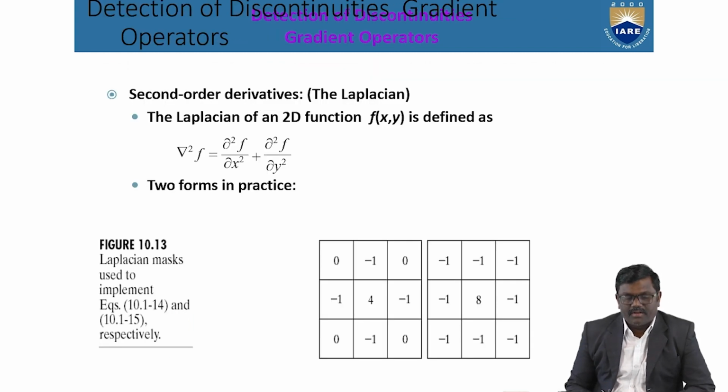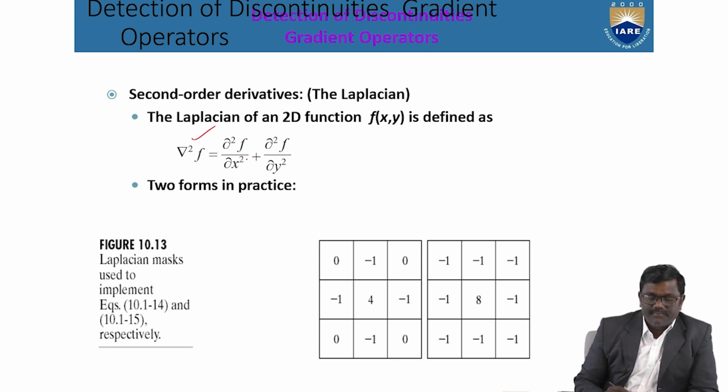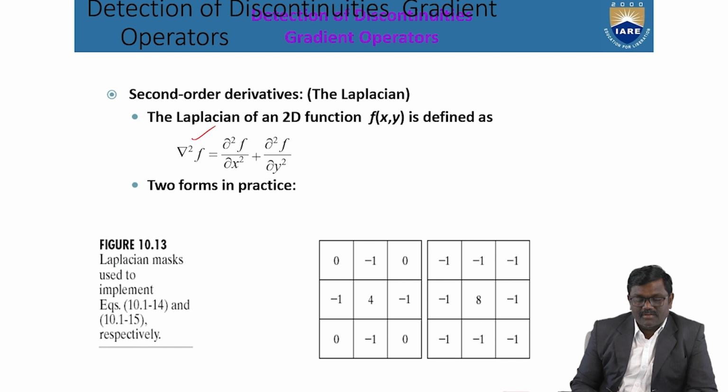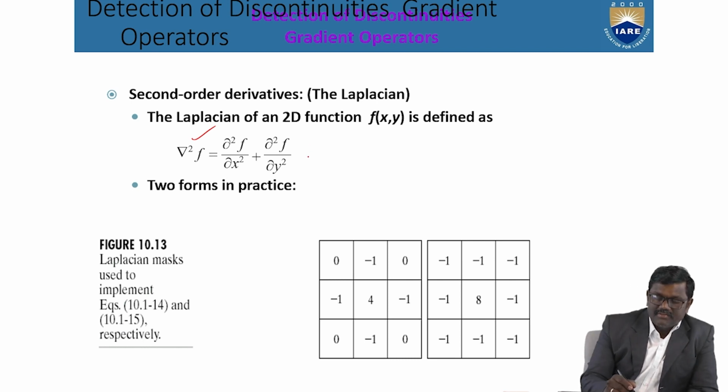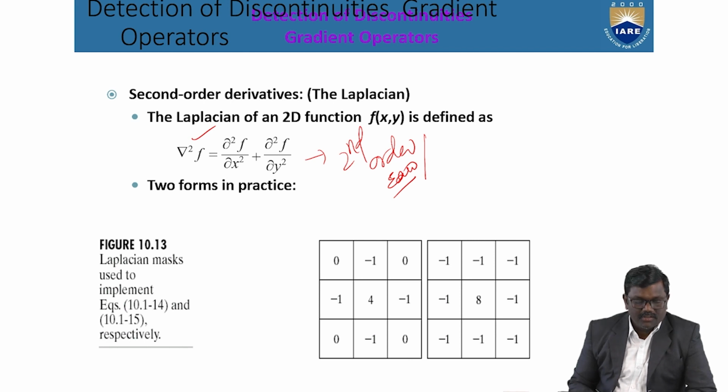So in the case of gradient operators with the help of first order derivatives, we are also going to have second order derivatives, which we apply in terms of the Laplacian formula. That is, the Laplacian of a 2D function f of x comma y is defined as del square f by del x square plus del square f by del y square. So this is partially second order. This is a second order equation. What do you mean by second order? You're concentrating on derivatives, in two forms in the partials.